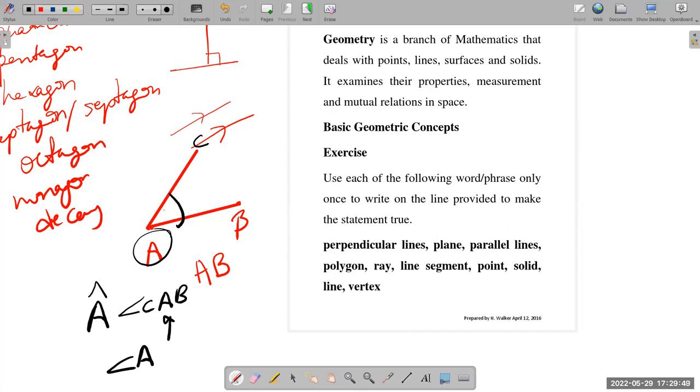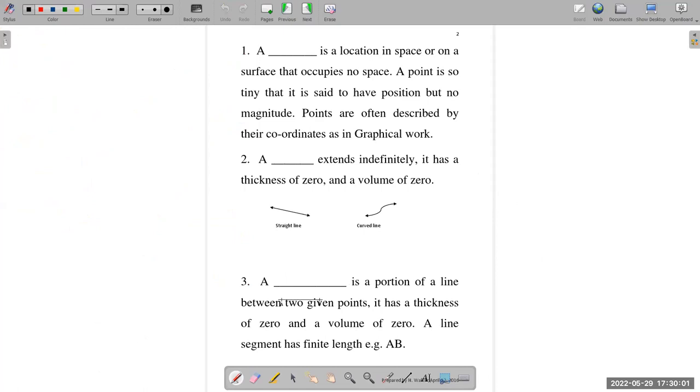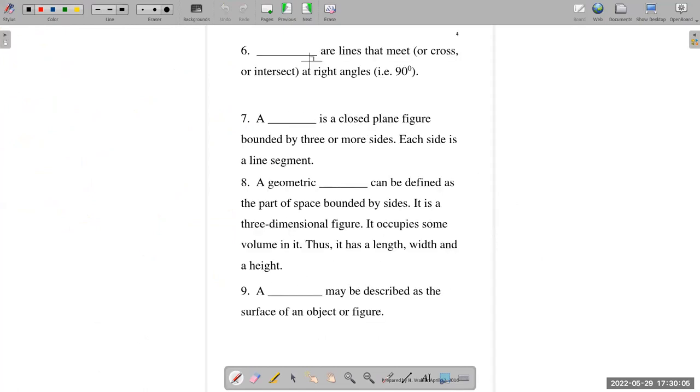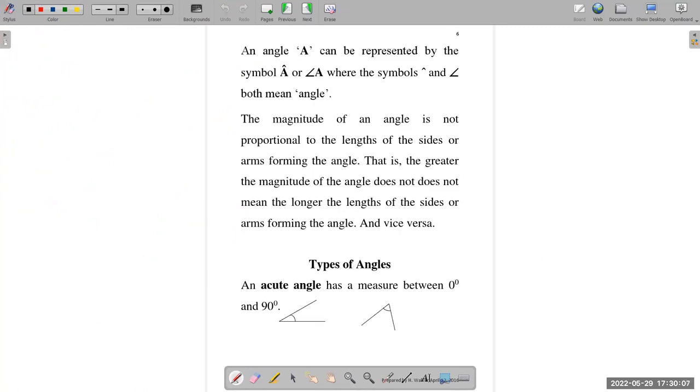We should also know that a vertex is the point at which 2 lines meet, and we also call that a point of intersection. So we're gonna go through some other stuff. So we see here types of lines: curved line, straight line. This is just a quick angle.